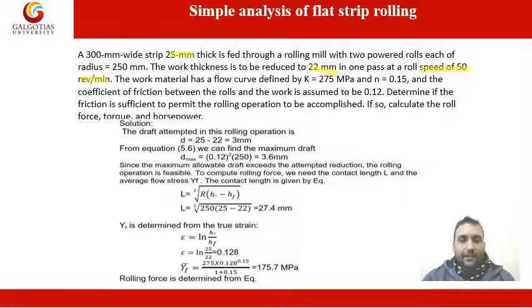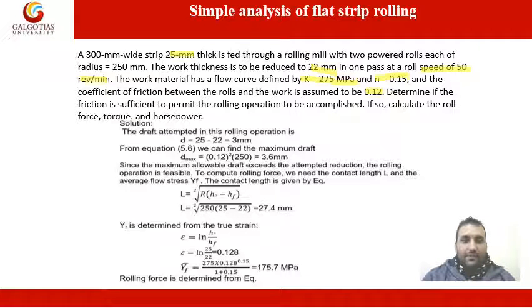The work material has a flow curve defined by K equal to 275 megapascal and n equal to 0.15, and the coefficient of friction between the rolls and work is assumed to be 0.12, that is mu is equal to 0.12. Determine if the friction is sufficient to permit the rolling operation. If so, calculate the rolling force, torque and horsepower. So we calculate the draft first.